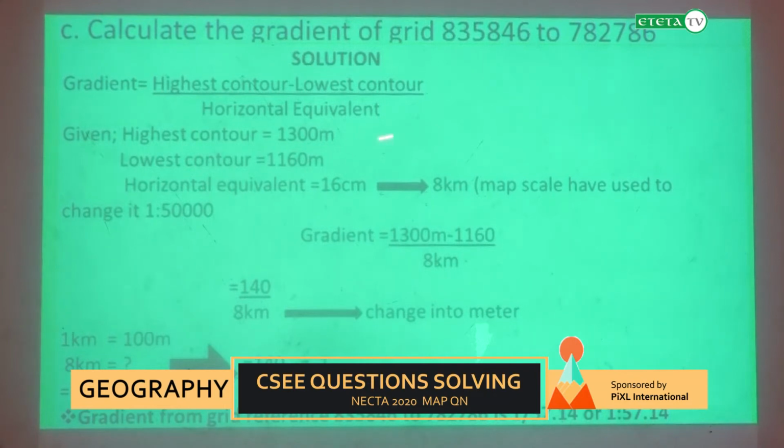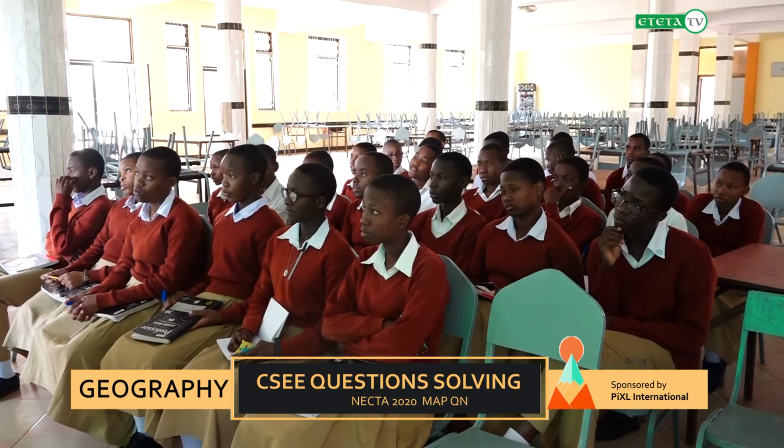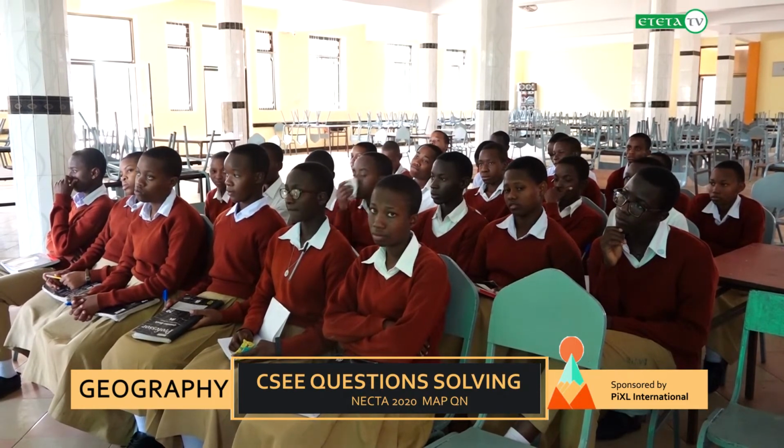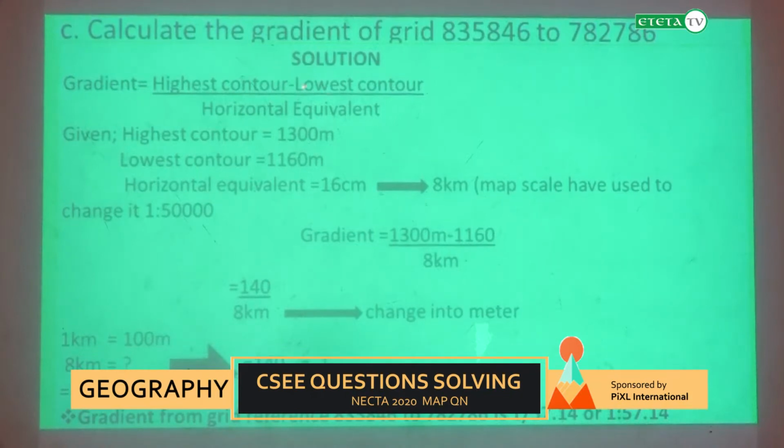Now here, when you convert, the scale of the map is 1 centimeter is equal to a half a kilometer. So you are going to convert this. If you multiply by a half, you are going to get 8 kilometers. This will be the map distance. Now this is the horizontal equivalent according to our formula there at the beginning: vertical rise over horizontal equivalent. So this one is distance now. That is horizontal equivalent. We have used this one to change into distance. Now here you continue with your formula.